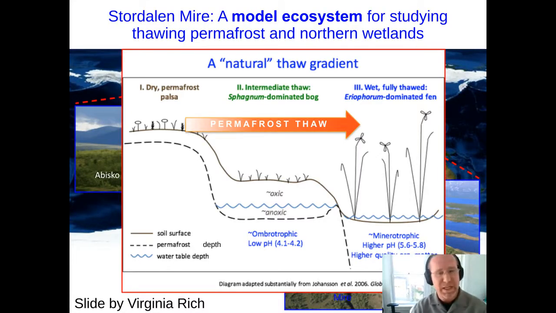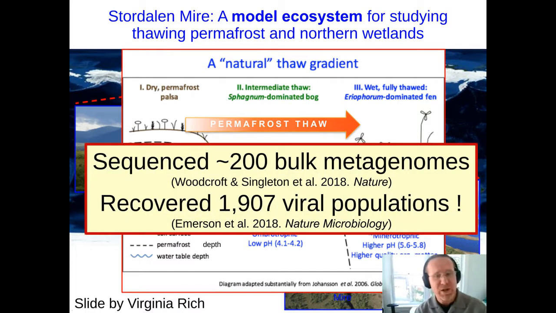And it is an area of active thaw. And so we looked at the field site and identified essentially three classes of thaw. This is a natural thaw gradient where we had some areas that were dry permafrost palsa, some that were intermediate thaw that were sphagnum-dominated bog, and then some that were fully thawed or eriophorum-dominated fen. So from this permafrost thaw, we sequenced hundreds of bulk metagenomes to look at their microbial signatures, and out of that, we mined viral populations, nearly 2,000.